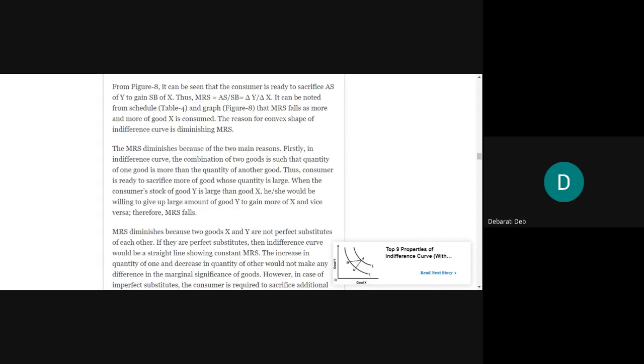Thus, the consumer is ready to sacrifice more of the good whose quantity is large. Obviously, if one of the goods' quantity is large, you can sacrifice that only. The one which has got less quantity, what will you sacrifice? It is already sacrificed, isn't it? So, the quantity of the good which is large, that you will sacrifice. The consumer will be ready to sacrifice more of the good whose quantity is large.